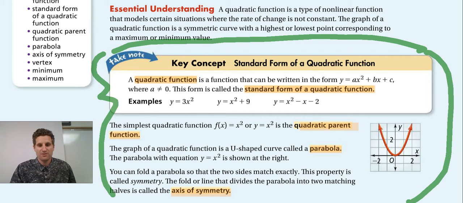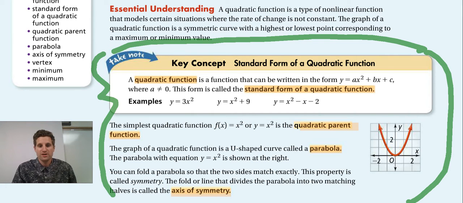The simplest quadratic form is x squared, or y equals x squared. We call it the parent function because from the parent function we can move it around up and down, widen it, and we can also flip it upside down. And here's the example of the parent function right here.